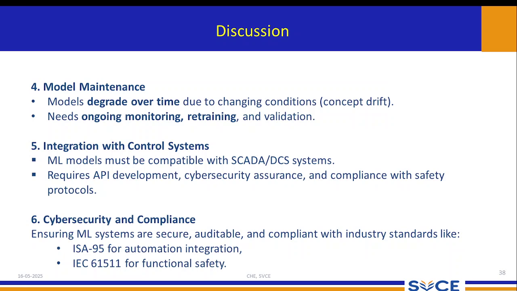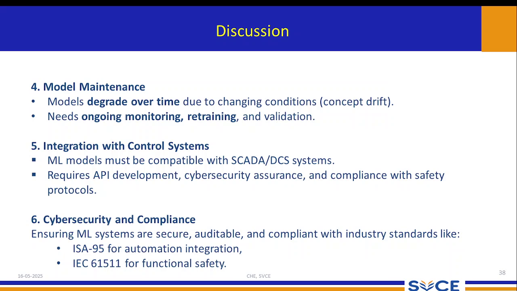and compliant with industry standards like ISA 95 for automation integration and IEC 61511 for functional safety. Because the decisions and outcomes from the machine learning, if they are not secure, obviously that will lead to a question mark for the safety of the process plant. Especially chemical process plant safety is very, very important. We already have one subject on process safety.